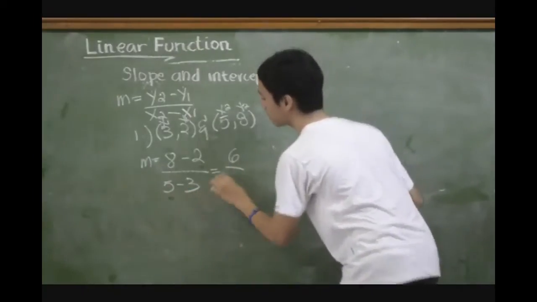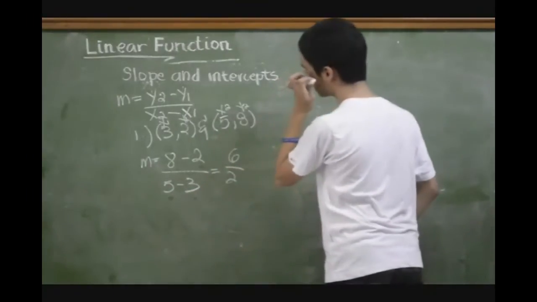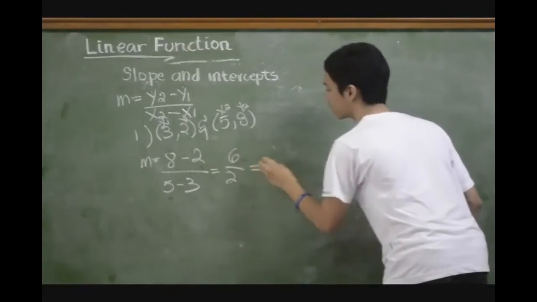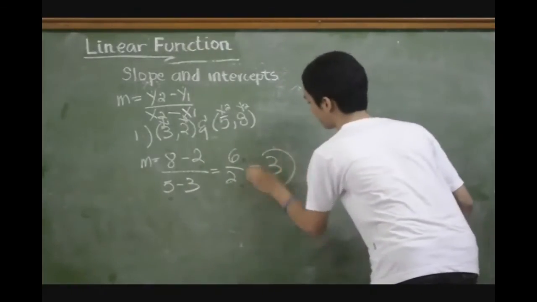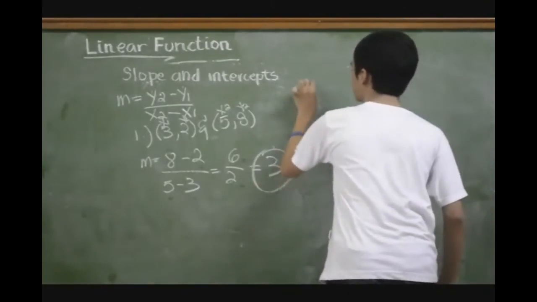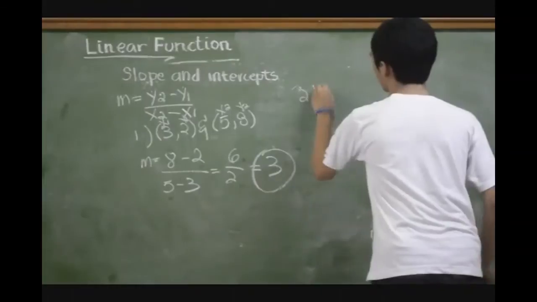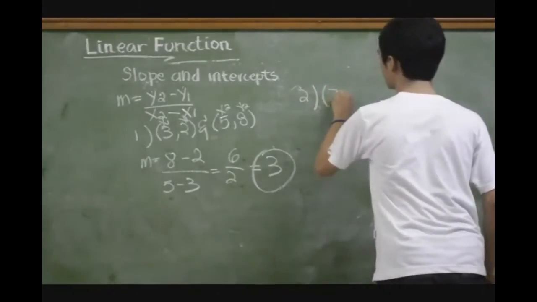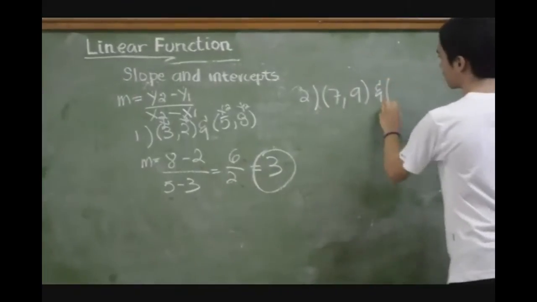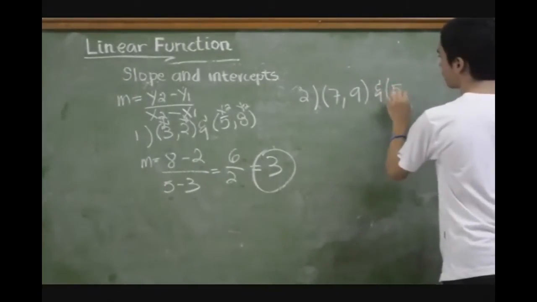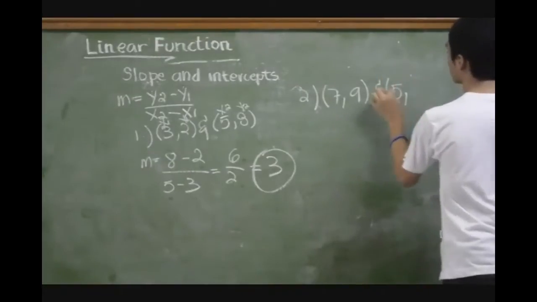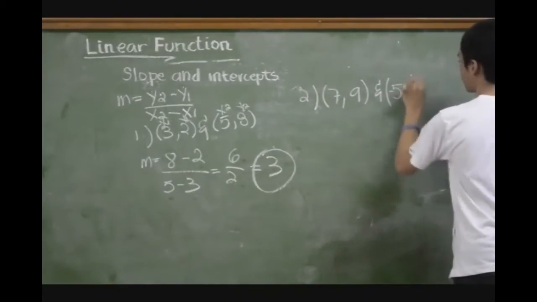5 minus 3 is 2. 6 divided by 2 is 3. 3 is the slope. Number 2. The points are (7, 9) and (-5, 4).